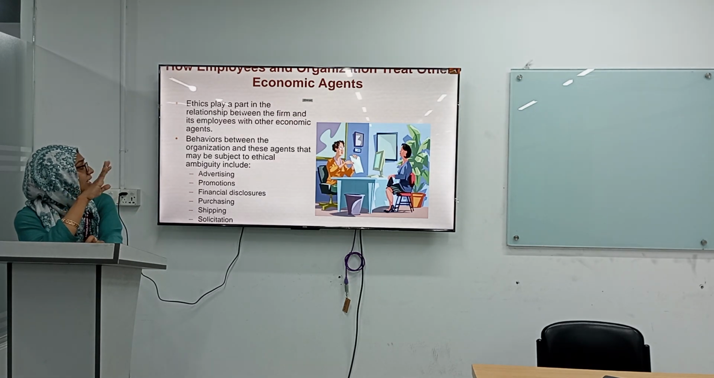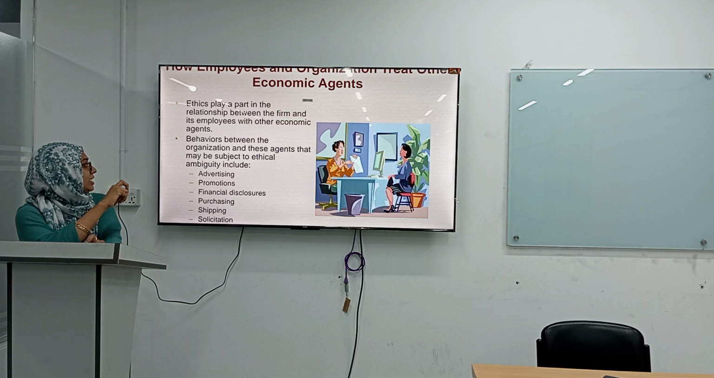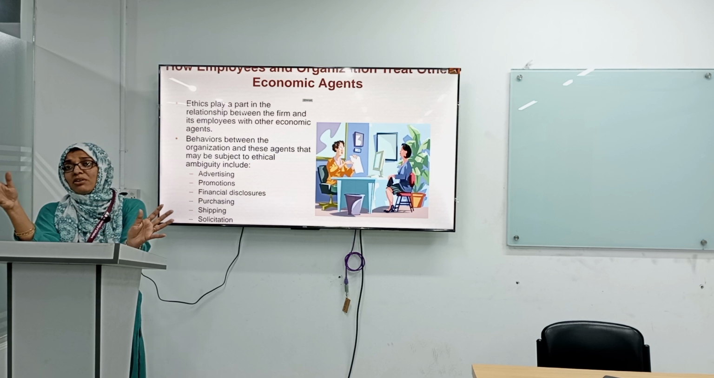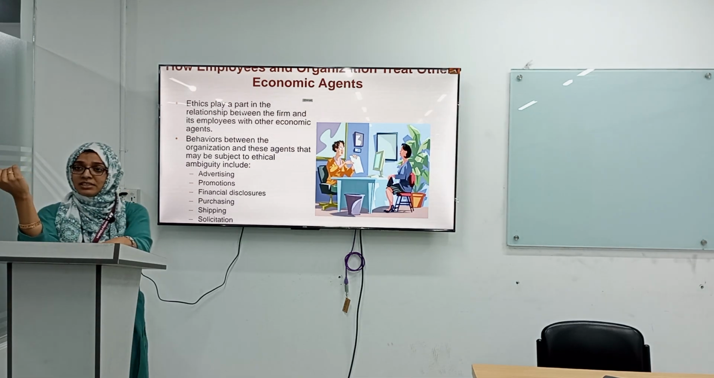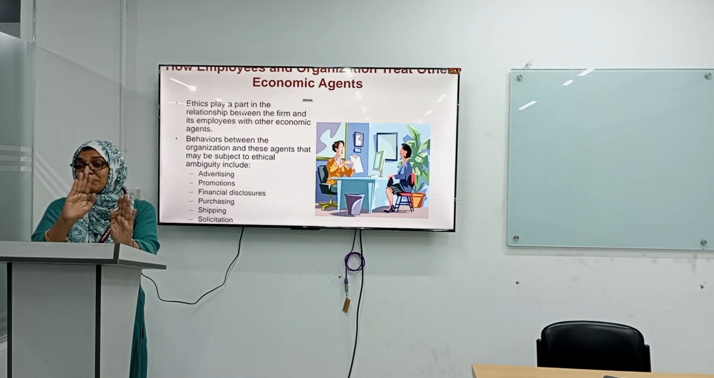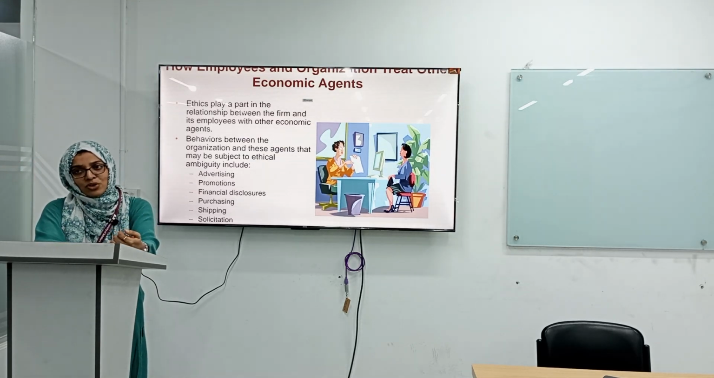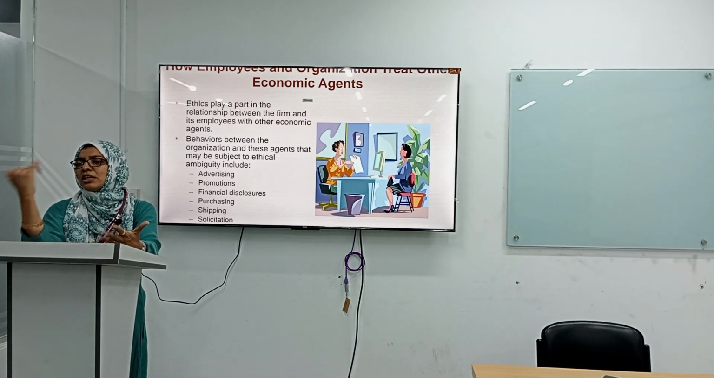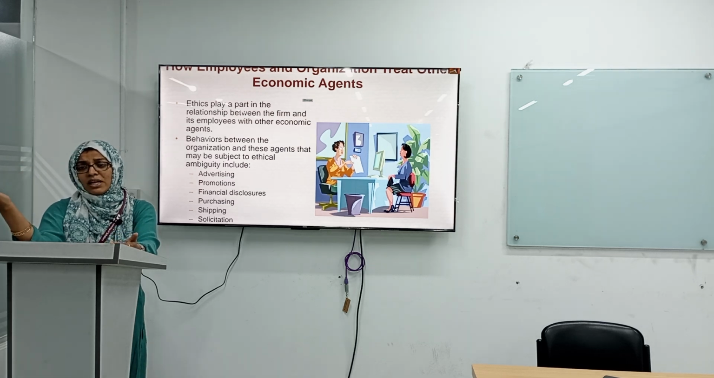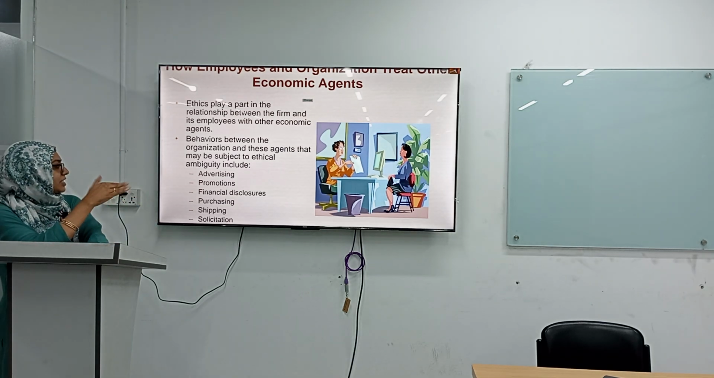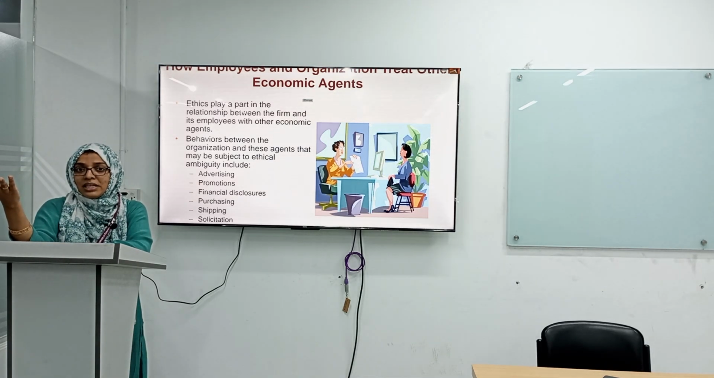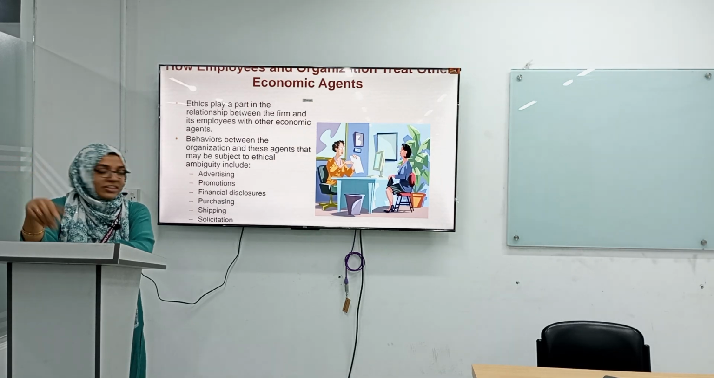Behavior between the organization and these agents may be subject to ethical ambiguity, including advertising. Ambiguity means something is not very clear. Advertising, I mean, a fake advertisement, where the product is not like that. It is the wrong thing. In promotion, I cannot do some promotion which will harm my competitor. In financial disclosure and purchasing, if I buy low quality product instead of quality product and serve it, it is not the right thing.